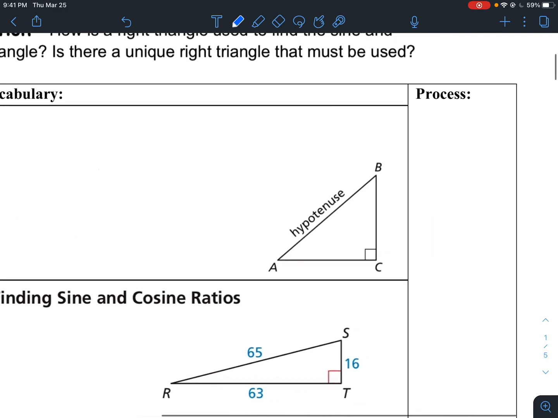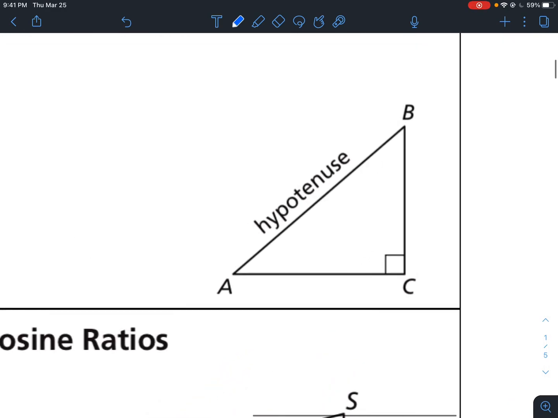If we look back down here at the right triangle, remember that AB is always your hypotenuse. The side opposite from the right angle is your hypotenuse. Relative to angle A, this side right here, AC, would be your adjacent side, and relative to angle A, the opposite side would be BC.